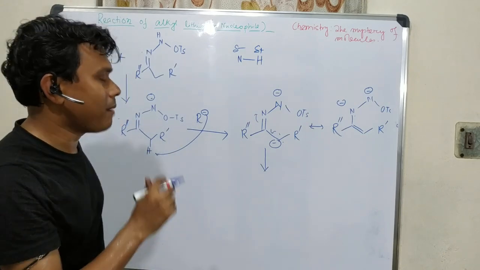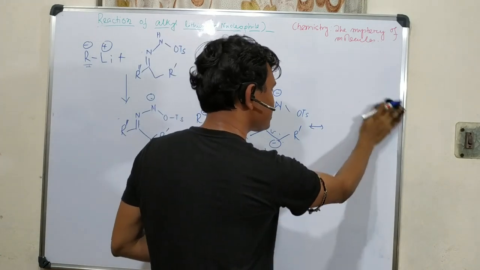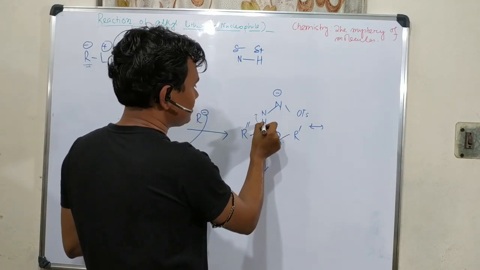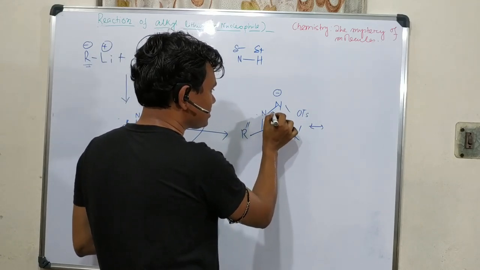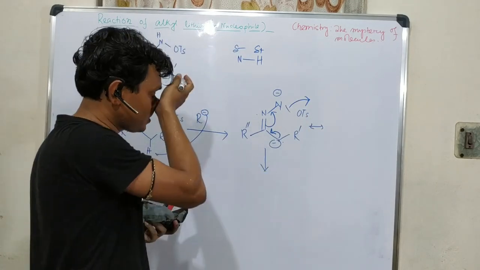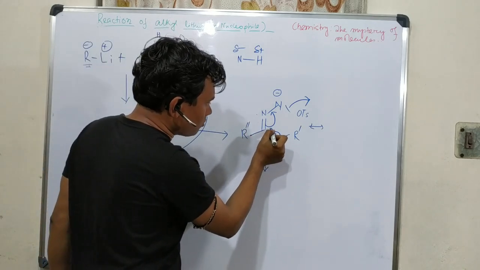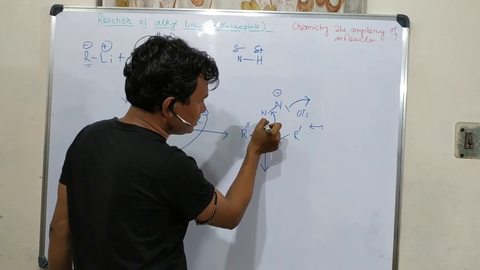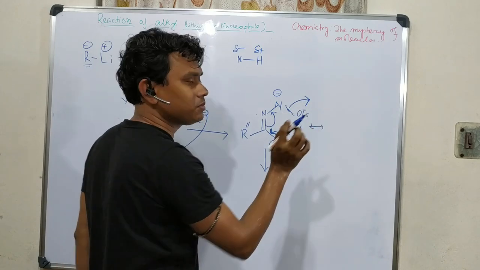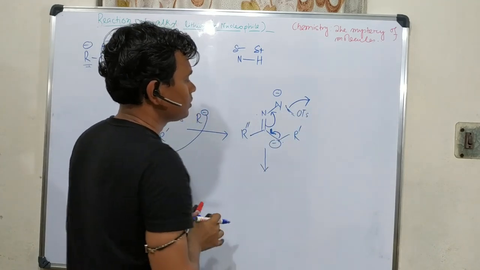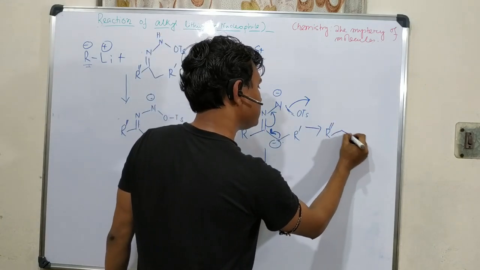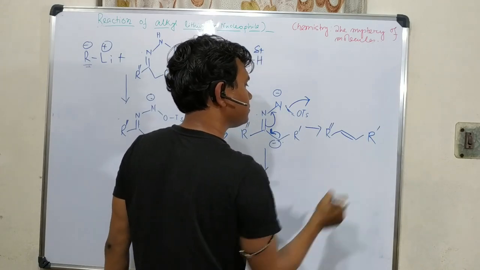Okay. And actually what happens? This is not stable. That's why it donates this electron pair here and this nitrogen donates to this bond, and in this way it leaves. Understand. Take time. Slowly understand. This lone pair forms a double bond with this. Consequently, this electron pair goes and forms a double bond. So this bond is broken and OTs leaves because OTs is a very good leaving group. So what happened? When OTs leaves, it produces R double prime double bond R prime.